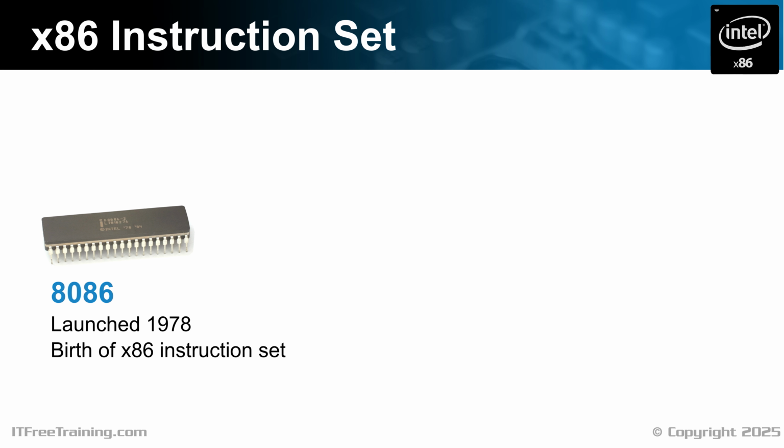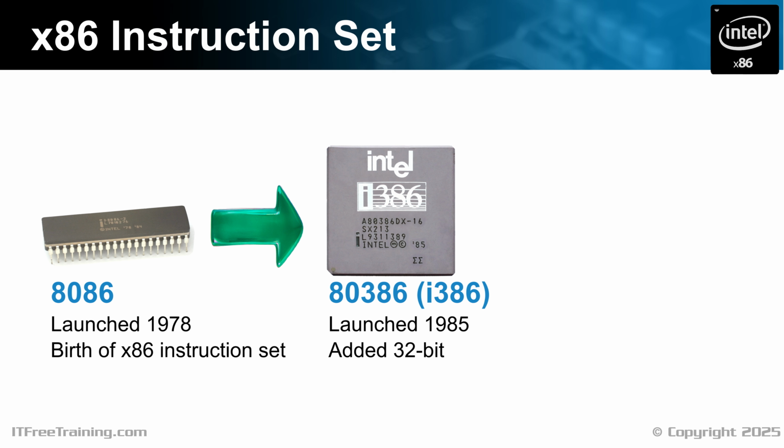x86 traces its roots back to 1978, originating with the introduction of the 8086 CPU. In 1985, Intel released the 80386. This was the first CPU from Intel that was 32-bit. In order to get 32-bit and be compatible with 8086, Intel extended the original instruction set. This meant it was compatible with the older CPUs, however, it also allowed 32-bit instructions. These 32-bit instructions were often referred to as I386 after the CPU.